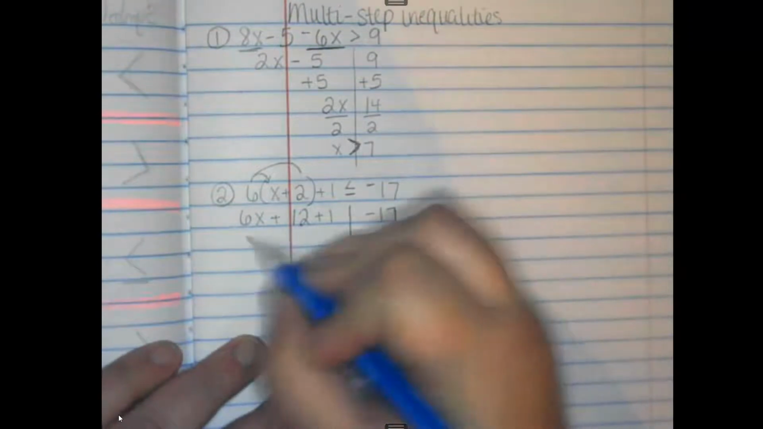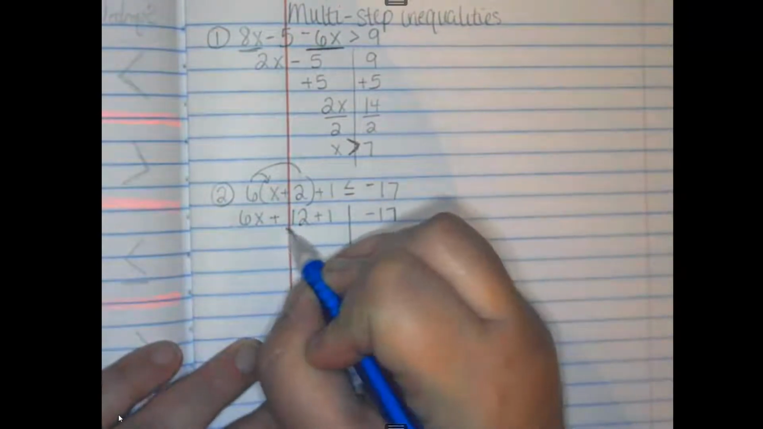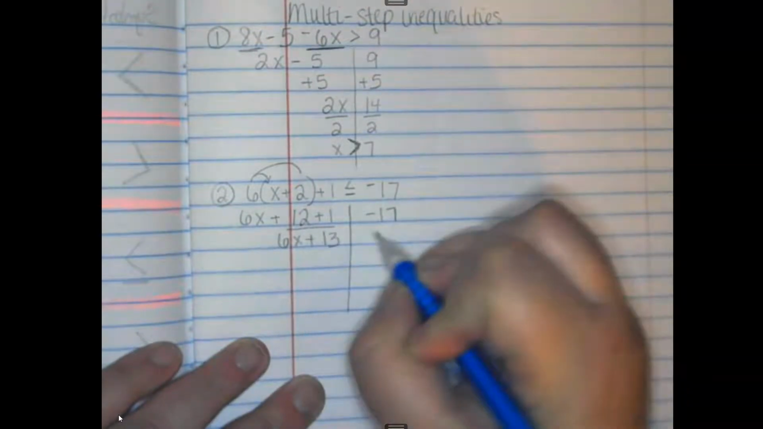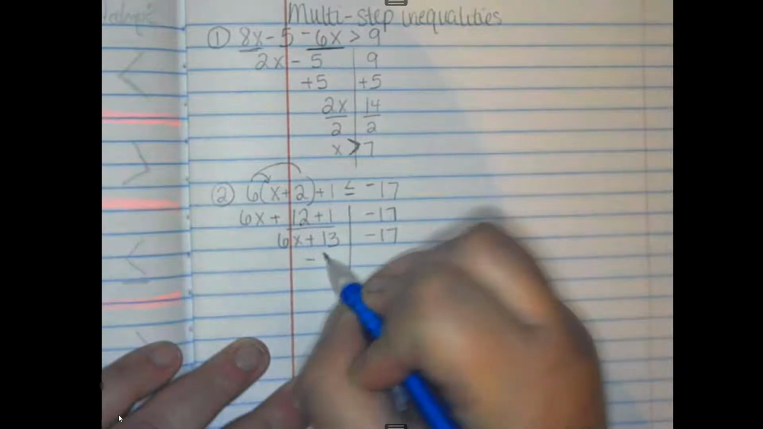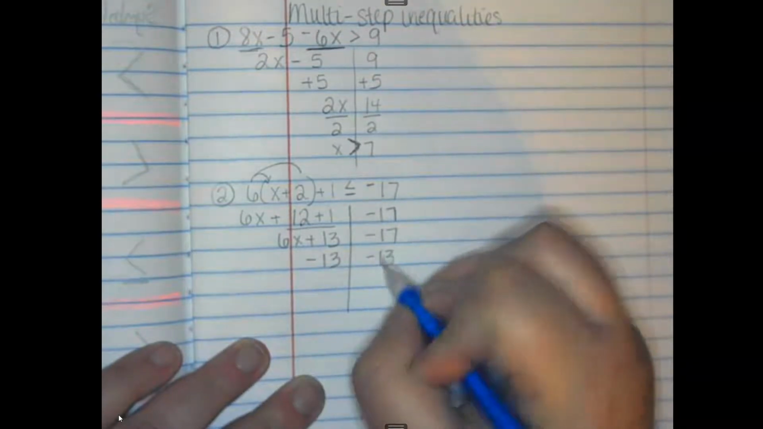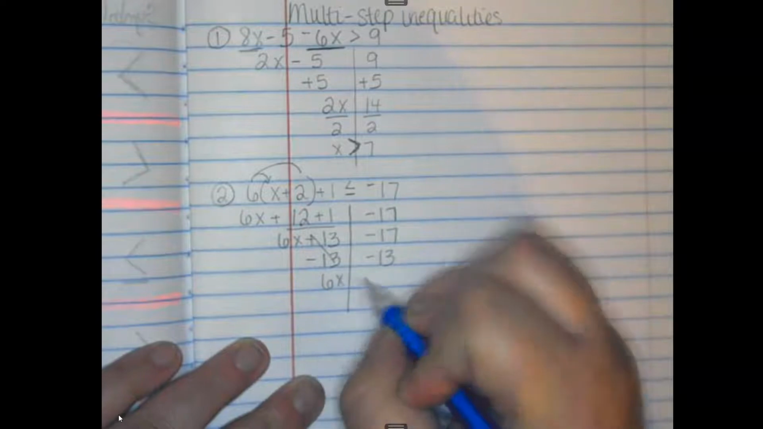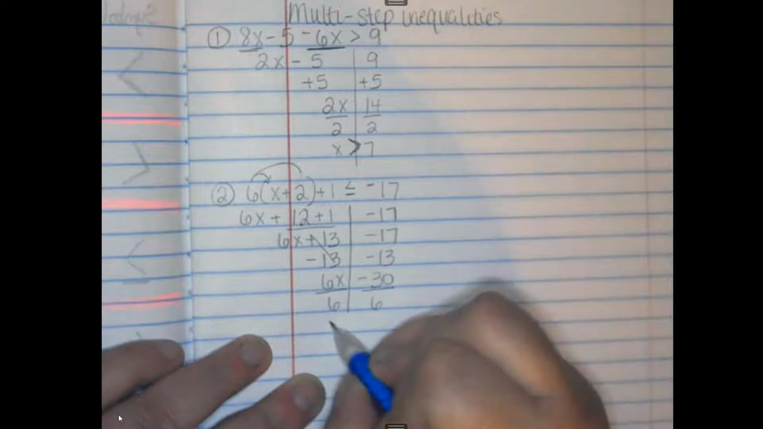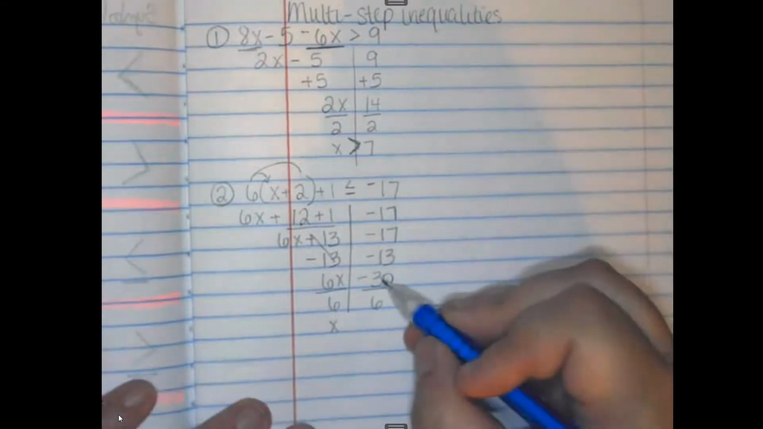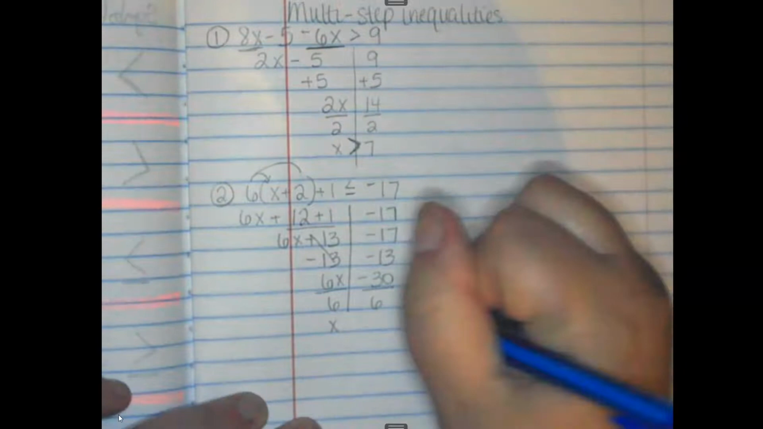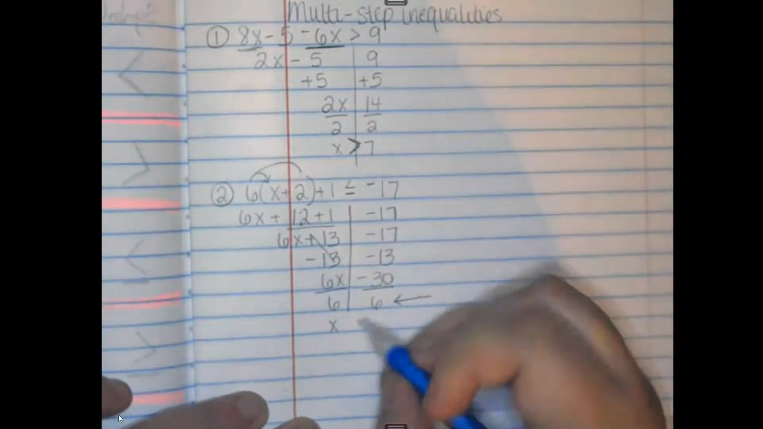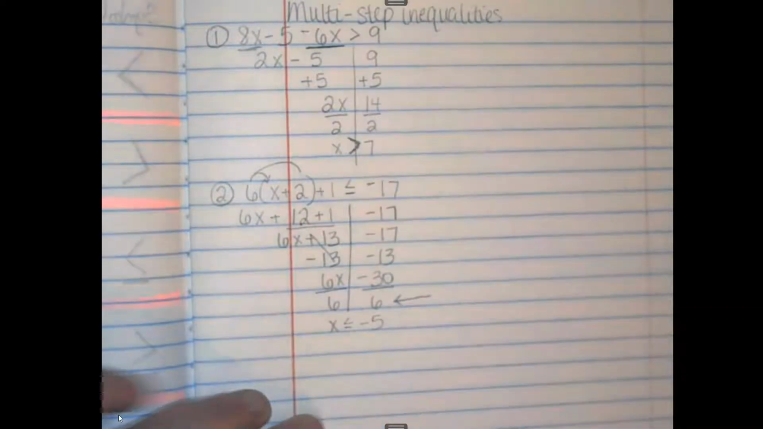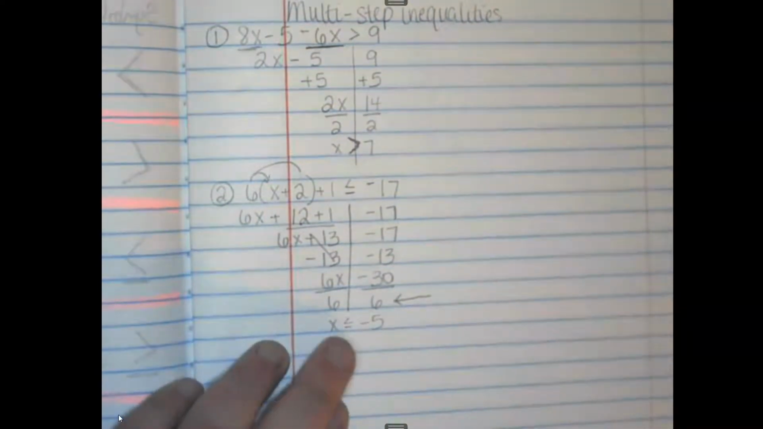I can see that I don't have x's, but I do have this 12 plus 1, so I'm going to go ahead and combine those to make it 6x plus 13, less than or equal to negative 17. Subtract 13 from both sides. Divide both sides by 6. And even though there's a negative 30 here, in this step there's not a negative, so my sign's going to stay the same. And that would be a closed, colored-in circle.